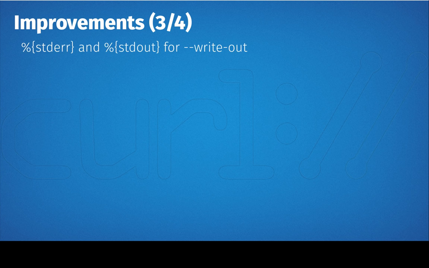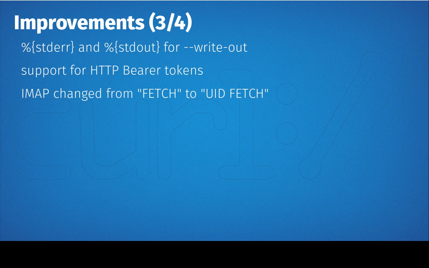We can redirect the write-out option to standard error. We can support HTTP bearer tokens, which is weird. We changed IMAP to the more RFC-correct thing to do when specifying a URL. We should do a UID FETCH and not a FETCH, which of course broke some applications, but it made us RFC compliant. You can set an option to do the old way.